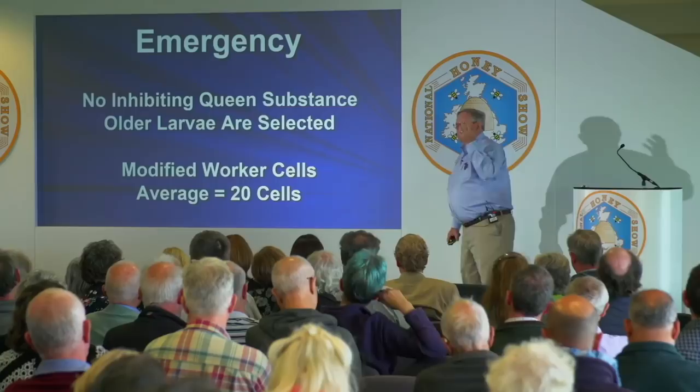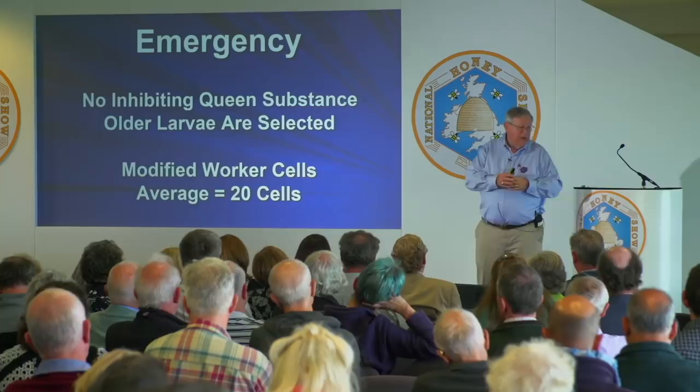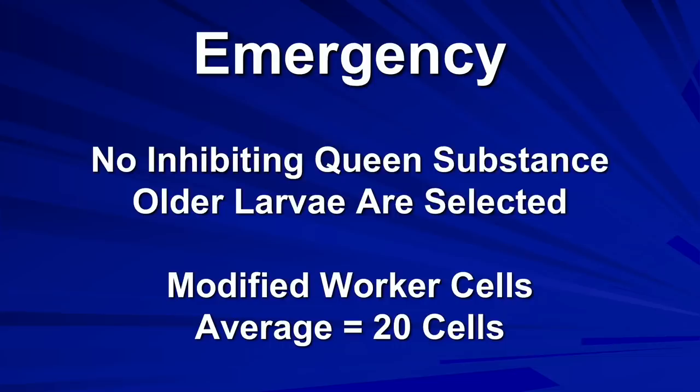You see, any fertilized egg can potentially become a queen. It has to do with nutrition. It has to do with the size and the orientation of the cell. Well, workers are raised in comb with a horizontal orientation. Queens are raised in a vertical orientation. So they take a worker cell, select what we would call a worker larva, even though, as I say, potentially they can become either. And they modify that cell into a peanut-shaped cell right on the comb surface. So it's a modified worker cell. And in an emergency situation, they may produce up to 20 cells.